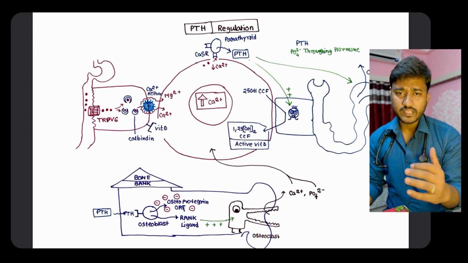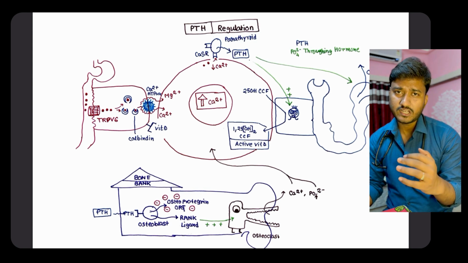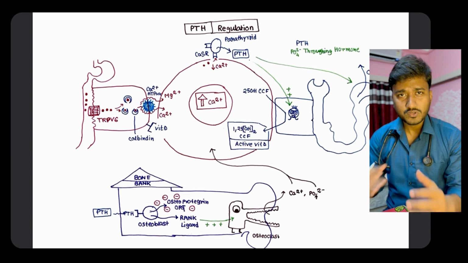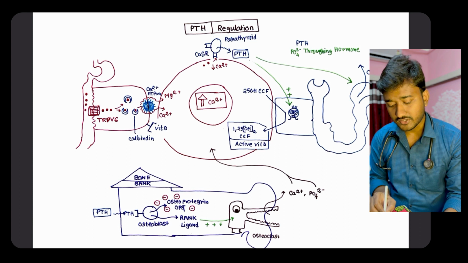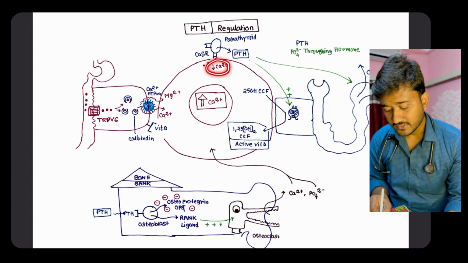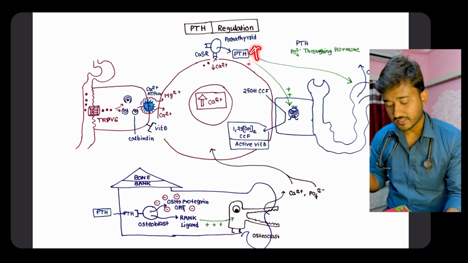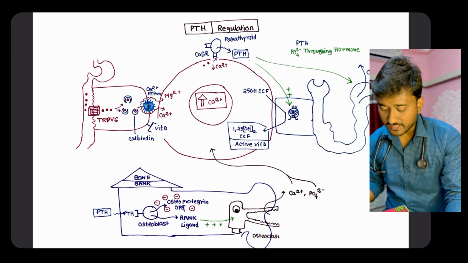increases. You can remember the calcium sensing receptor is like a sensor present in your blood which can always sense the amount of calcium present in the blood. If there is a reduced amount of calcium, PTH secretion increases. So what are the roles of PTH?